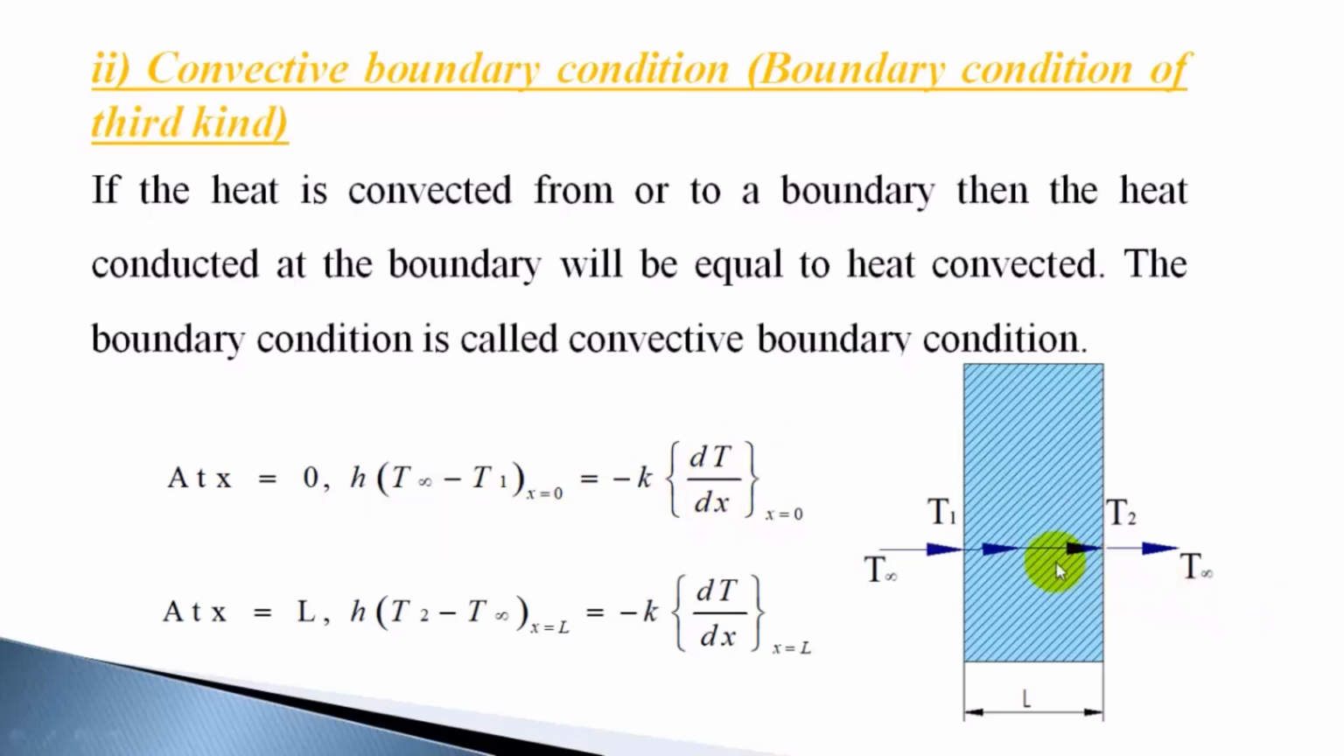In a similar way, you can write on the other end h into T2 minus T infinity. T infinity is the temperature of the fluid here, and T2 minus T infinity is the temperature difference. h into T2 minus T infinity is equal to the heat conducted, minus k dT by dx at x equal to L. This is the boundary condition of the third kind, a convective boundary condition.